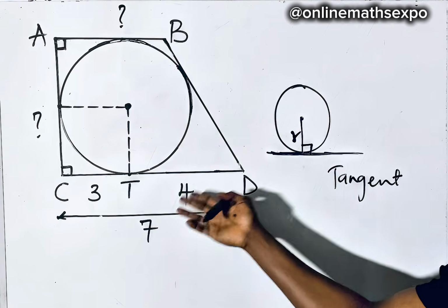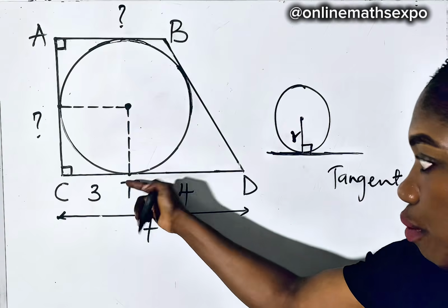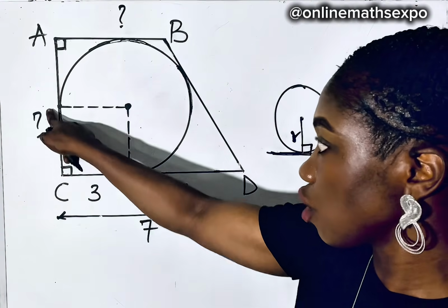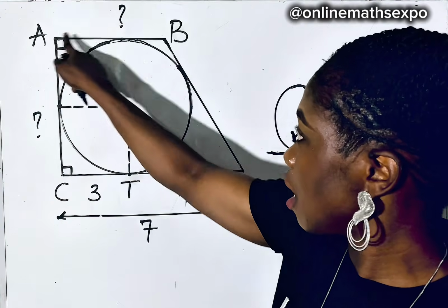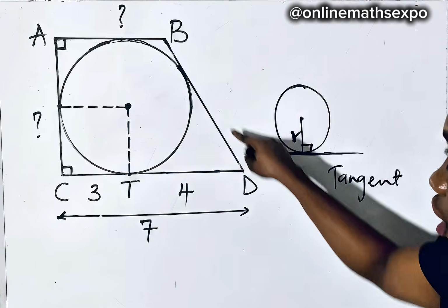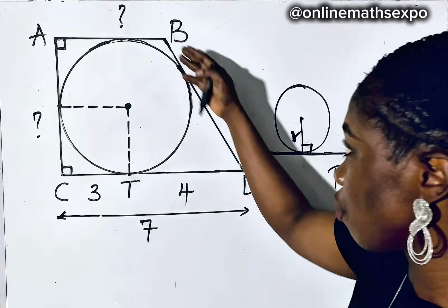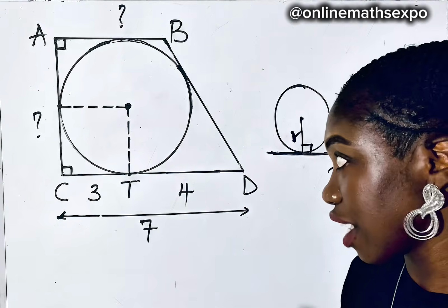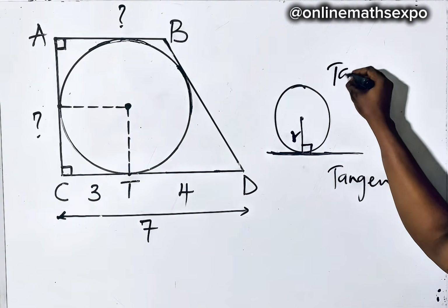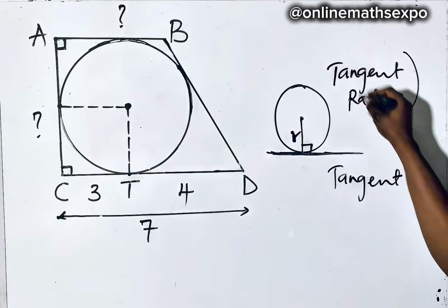Now going back to this, remember that this line CD is the tangent line to the circle because it's touching the circumference at a point. Line AC is also a tangent line. Line AB is also a tangent line. And this line BD is also tangent because it's touching it at a point. So these 4 sides of the trapezium are tangent lines. Now, having understood that, we can apply this theorem here. This reminds you of your tangent and radius theorem. Let's see how this helps us.